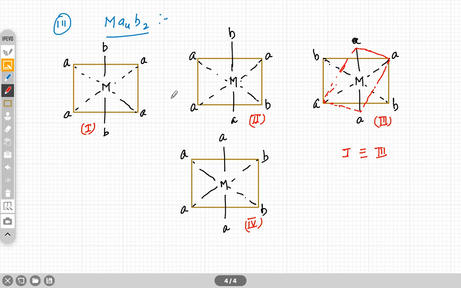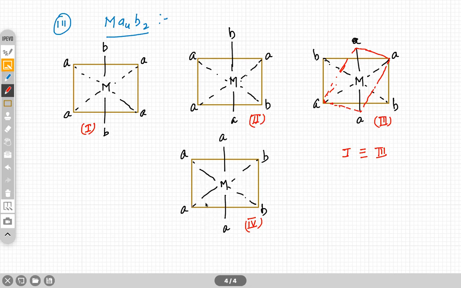Similarly, first and second are different structures. We cannot compare first and second. Wait, Dhyan, just a second. Second one you see, we have 3 A atoms at the corner and 1 B. So if you want to compare first and fourth, these two are different structures. If you want to compare second and fourth, so 3 A at the corner and 1 B.